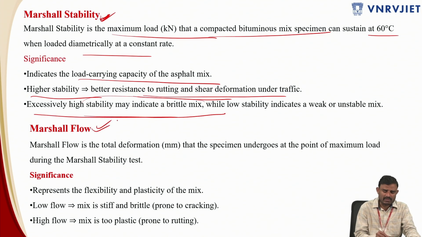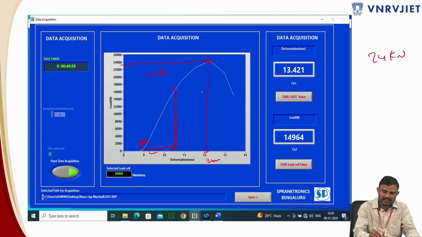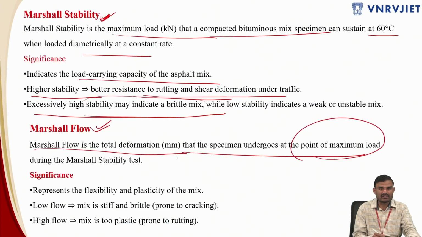At the same time, Marshall flow is nothing but the total deformation that the specimen undergoes at the point of maximum load. I've just represented over here, this is at the point of maximum load. What is the amount of deformation that is happening? So this is the deformation that is happening, and this is the load. At the peak load, what is the deformation that I'm having? So that is what the Marshall flow is. And it represents the flexibility and the plasticity of the mix.